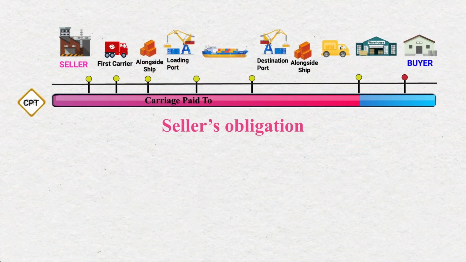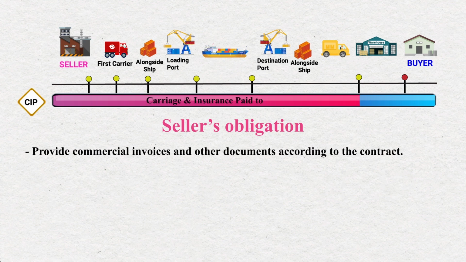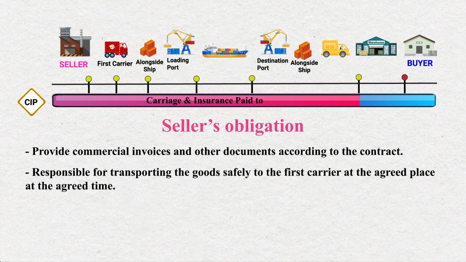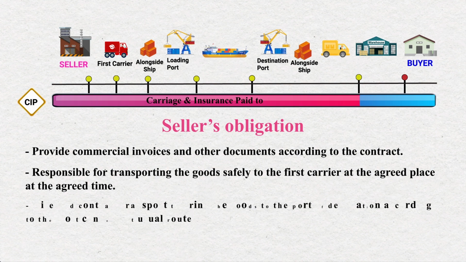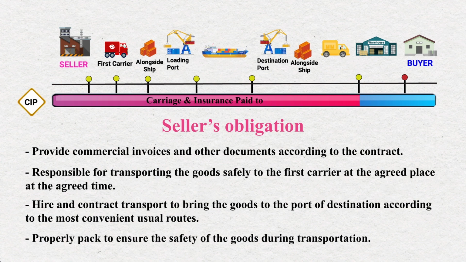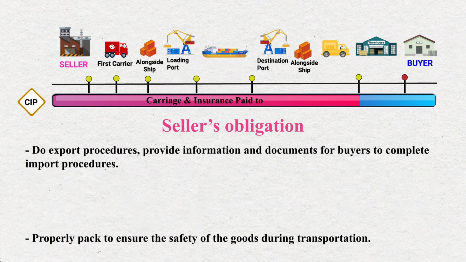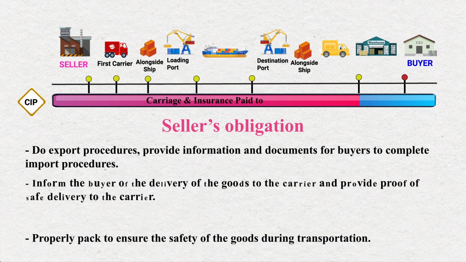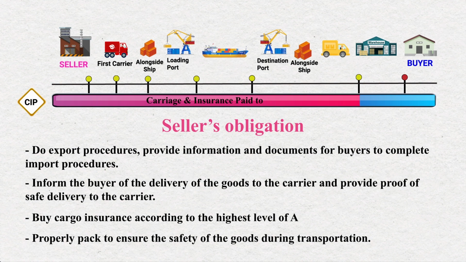Seller responsibilities include: provide commercial invoices and other documents according to the contract. Responsible for delivering the goods safely to the first carrier at the agreed place at the agreed time, hire and contract transport to bring the goods to the port of destination according to the most convenient usual routes. Properly pack to ensure the safety of the goods during transportation. Do export procedures, provide information and documents for buyers to complete import procedures. Inform the buyer of the delivery of the goods to the carrier and provide proof of safe delivery to the carrier. Buy cargo insurance according to the highest level of a buyer.